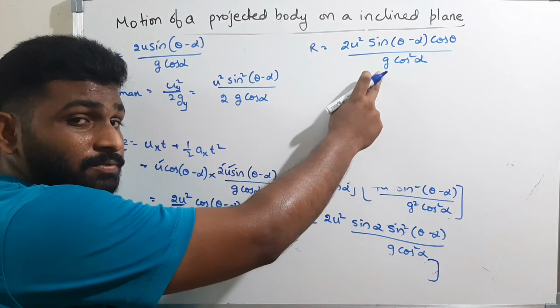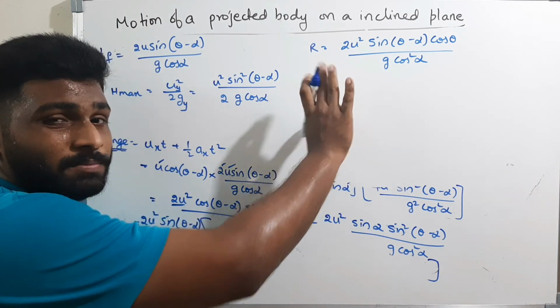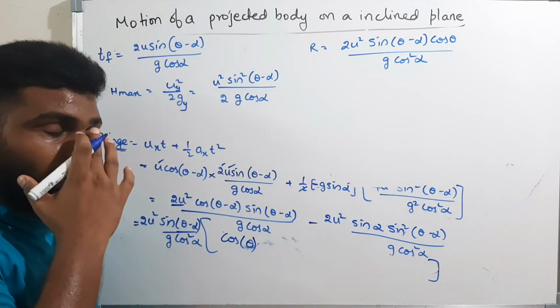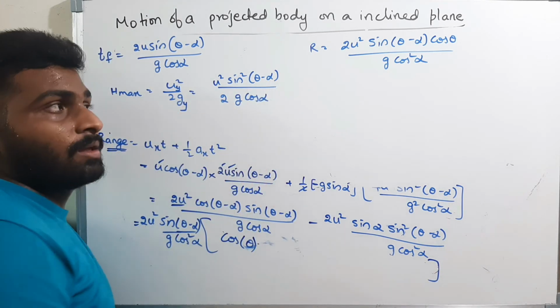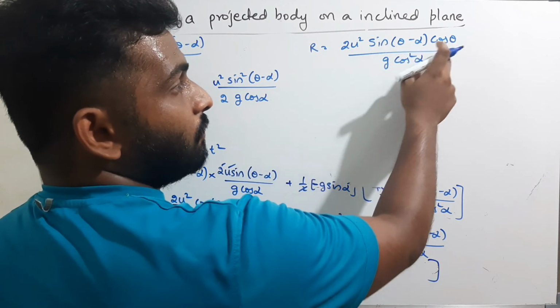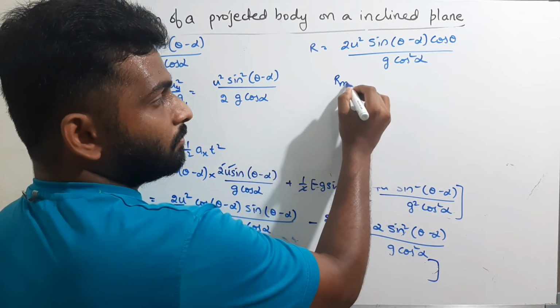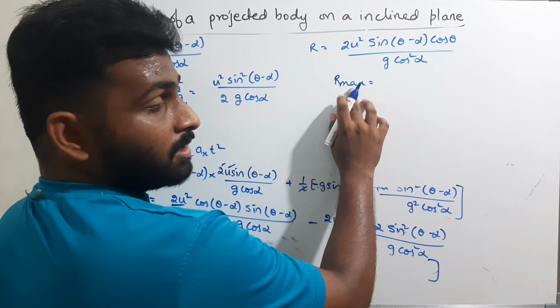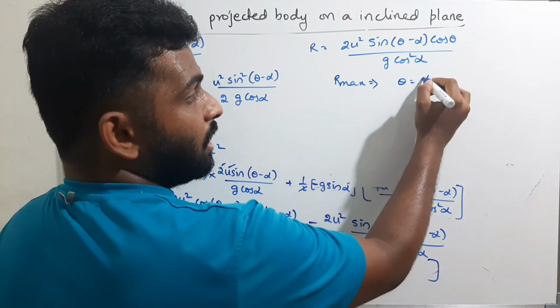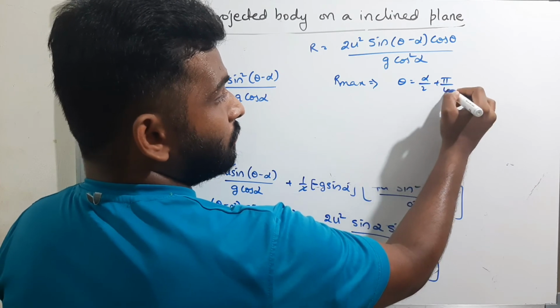Usually they won't ask for NEET or board exams, just only for JEE Mains. That too they won't go that deeply. The range is 2u² sin(θ − α) cos θ / (g cos² α). Now this range is maximum at an angle θ equal to α/2 + π/4.